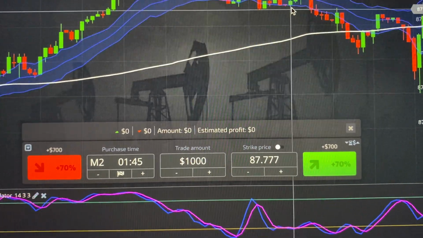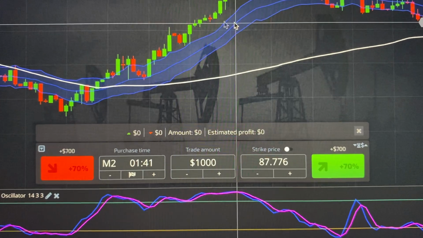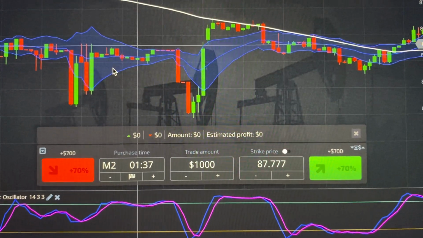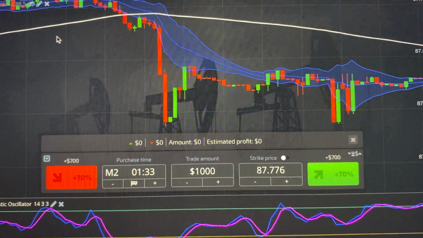Let me see if there's anything else. Call option again, you win in a big way. Don't do any put options when you're above the line. Don't do any call options when you're below the line. I think I'm going to the previous day now.